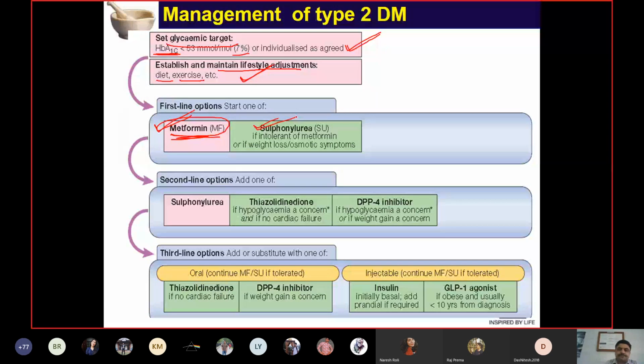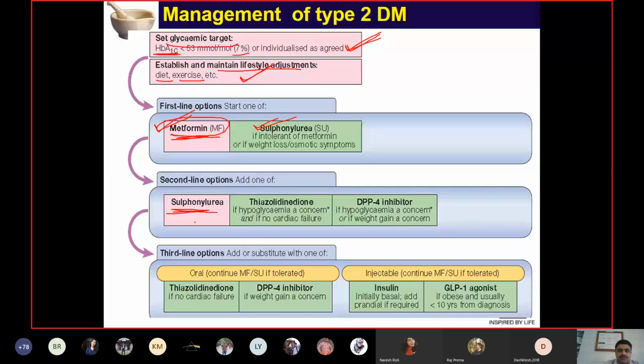Generally, this is sufficient, and sometimes metformin alone may not achieve your target. Generally achieving the target may be difficult. So if you are using metformin, then combine sulfonylurea. If metformin alone is sufficient and has achieved the goal, well and good, continue. If it is not, then you will add sulfonylurea with metformin.